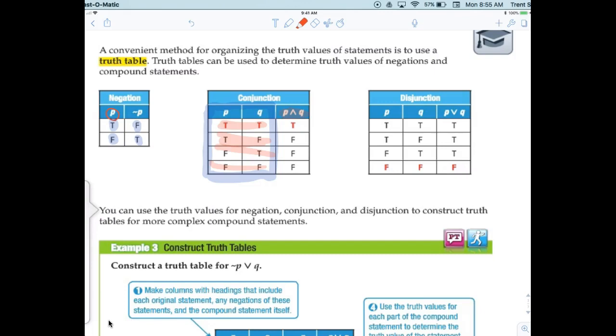That's for a what? An and statement. Is this the McGraw-Hill? Yeah. The one that you have. This is page 99. Yeah, it's exactly what you guys have. All right?